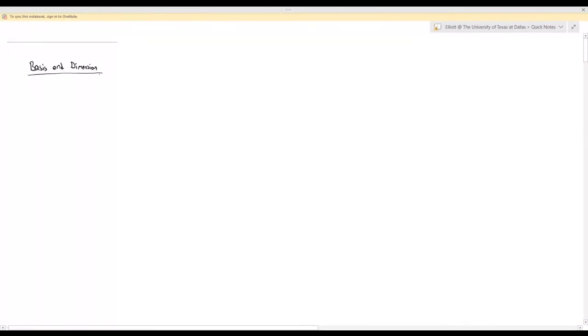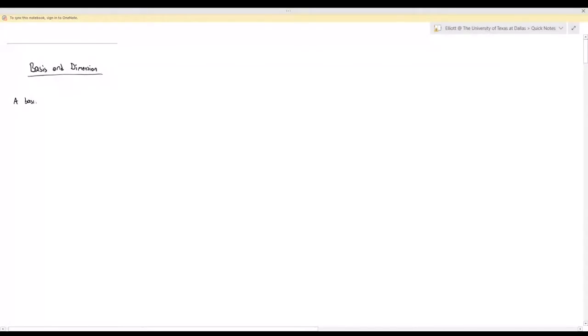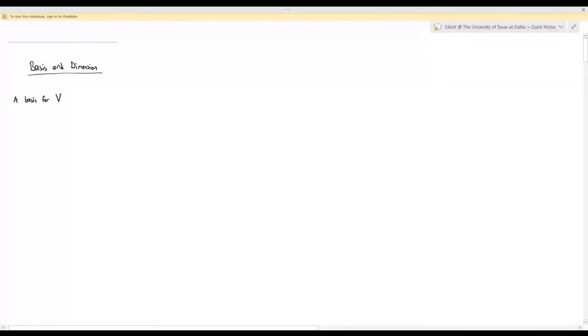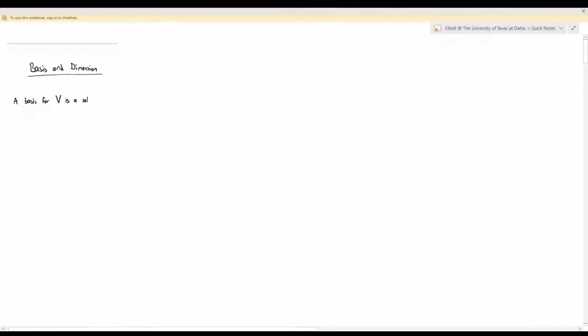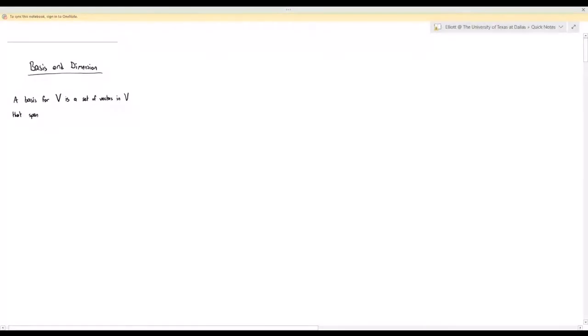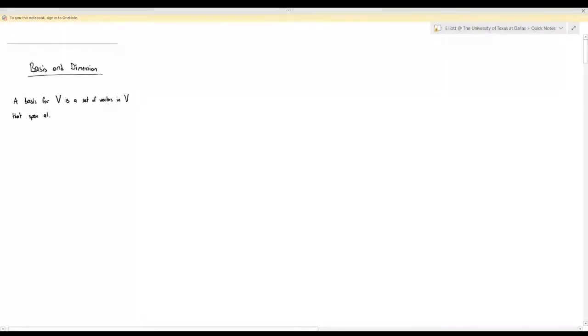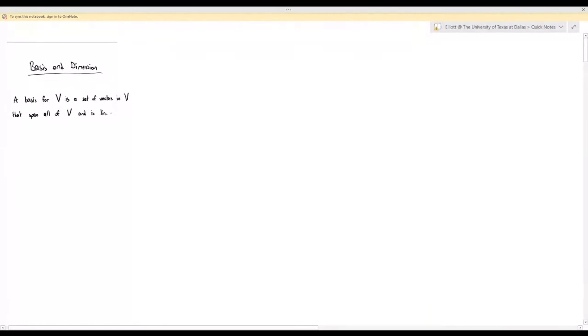First, let's just recall the definition of a basis. So a basis for a vector space V is a set of vectors in V that span all of V and also is linearly independent. Okay? So essentially, you can just think of a basis as a set of vectors which span the whole space and is also linearly independent.